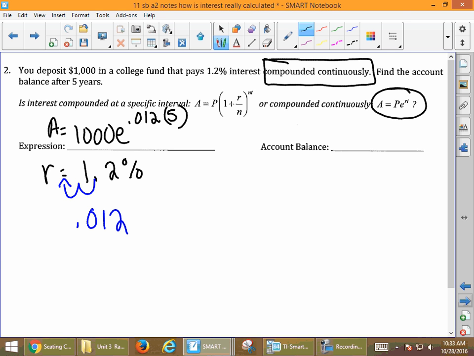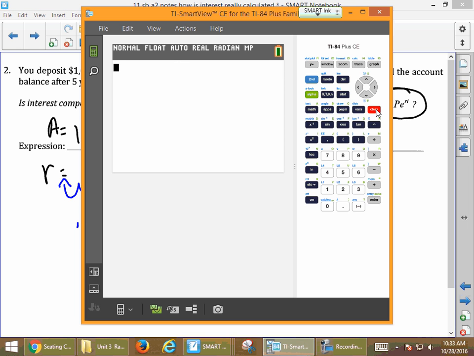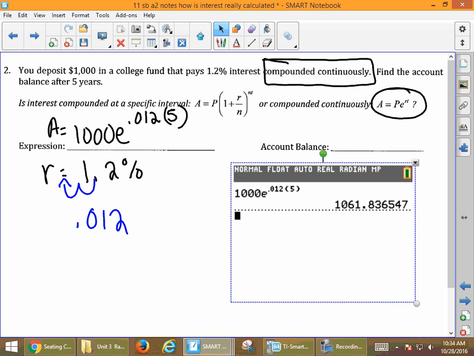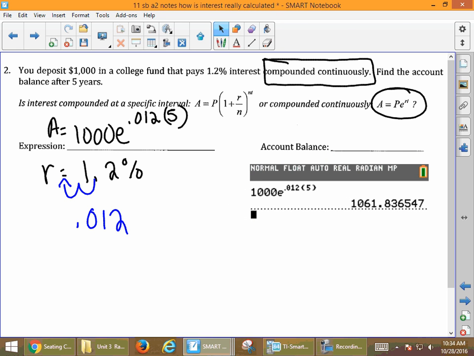And once again, we need to type it in our calculator. We get 1,000, e, second ln, to the 0.012 times 5 years. That's going to tell us how much money is in our account after 5 years. If we don't touch it, we end up with $1,061.84.